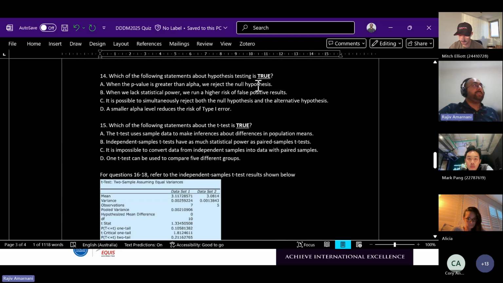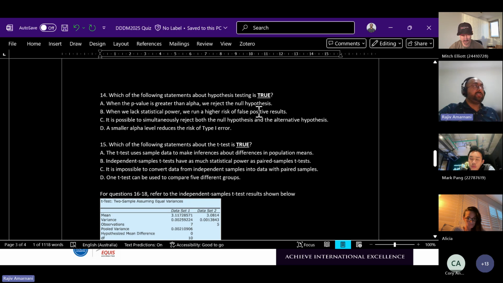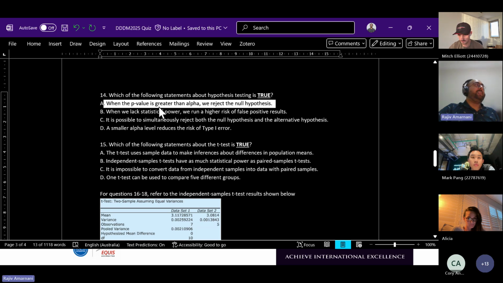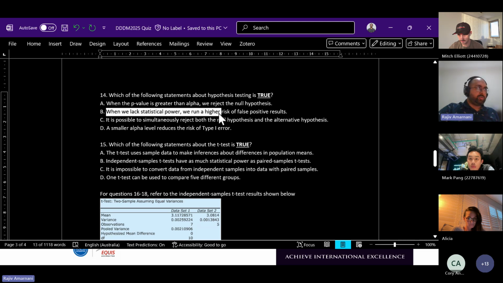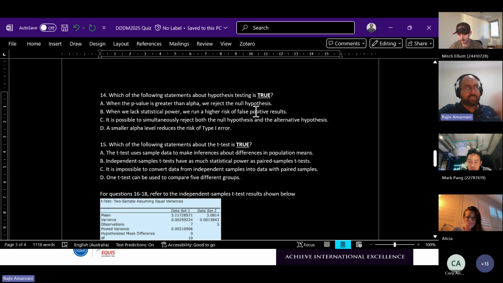Which of the following statements about hypothesis testing is true? It isn't A, because we reject the null when the p-value is less than alpha. This is true. Sorry, a false negative, my mistake. So when you lack statistical power, you run a higher risk of false negatives, where you say that there is no effect when there is one. You say that there is no difference when there is one.